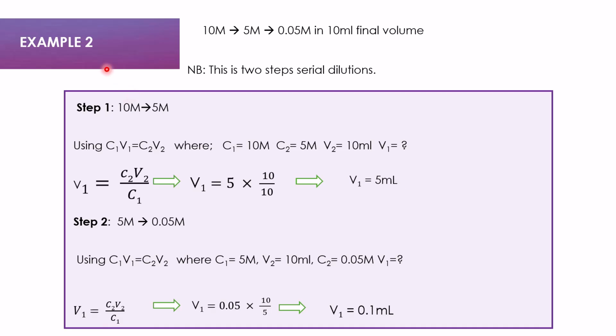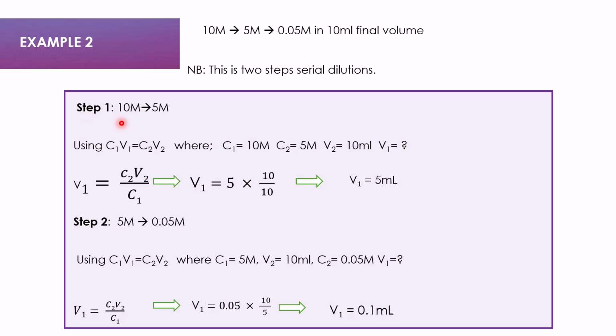So let's look at the second example, which I'll say is a two-step serial dilution. In this example, we can see that we are supposed to prepare a lower concentration of 0.05 molar from the 10 molar stock solution by first diluting it to 5 molar before preparing the final volume in 10 mils final volume. And this is a two-step serial dilution because it basically involves two steps.